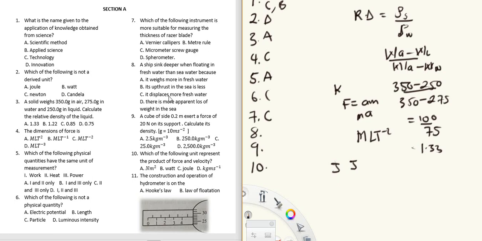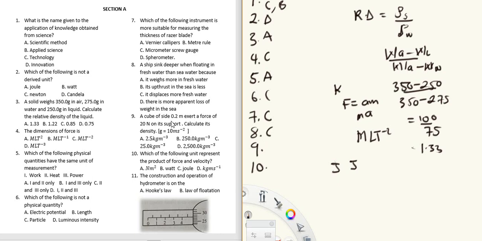So it displaces more fresh water. That is the answer, because the more fresh water it displaces, the deeper it sinks, and that's why it sinks. So the option D, there's more apparent loss of weight in sea, that is not true. So our answer for question 8 is still C.